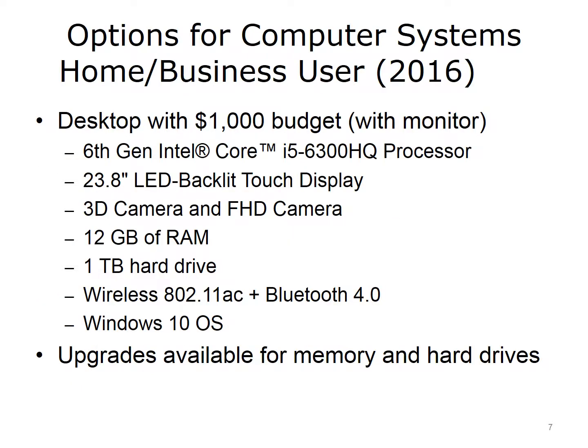For a budget of $1,000, one of the possible options as of 2016 is the following configuration: 6th generation Intel Core i5-6300HQ processor, 23.8-inch LED backlit touch display, 3D camera, 12 gigabytes of RAM, 1 terabyte hard drive, wireless 802.11ac, and Bluetooth 4.0, Windows 10 operating system or OS. Upgrades are usually available for memory and hard drives.